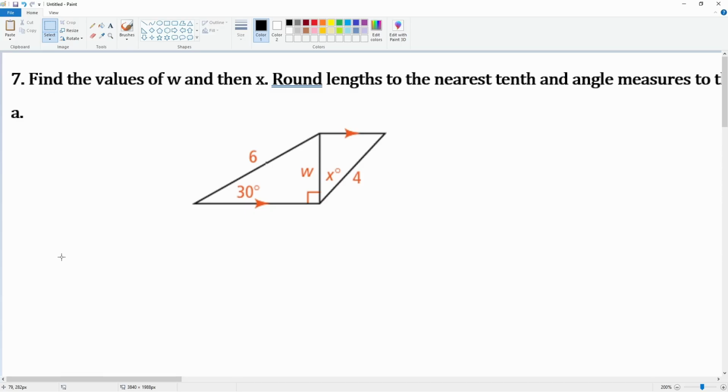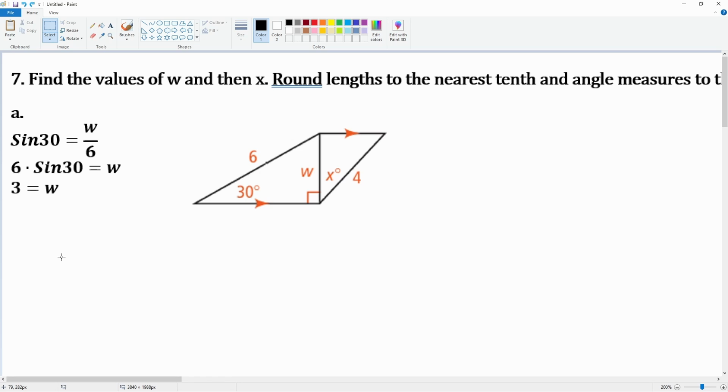All right, here number 7, you're going to try to find the values of w and x. Okay, you're going to have to set up some trig ratios for this. The first one, I am going to find w by using my sine of 30 degrees, because from 30's point of view, w is the opposite and 6 is the hypotenuse. Okay, multiply 6 to both sides. W is 6 times sine 30. W is equal to 3.